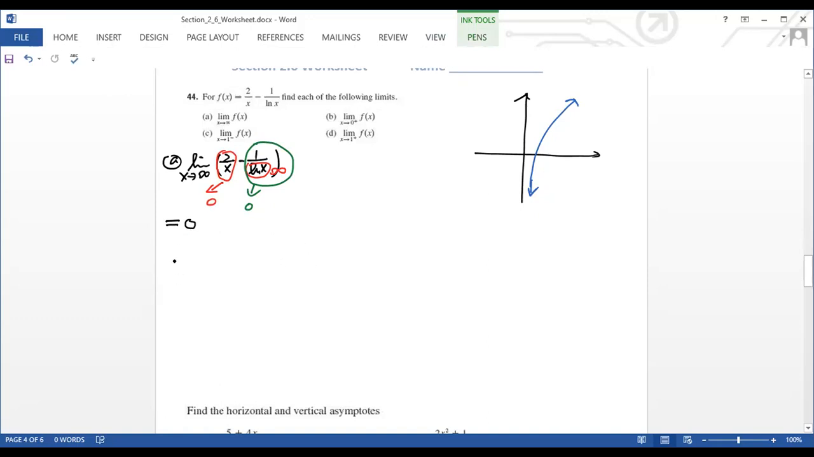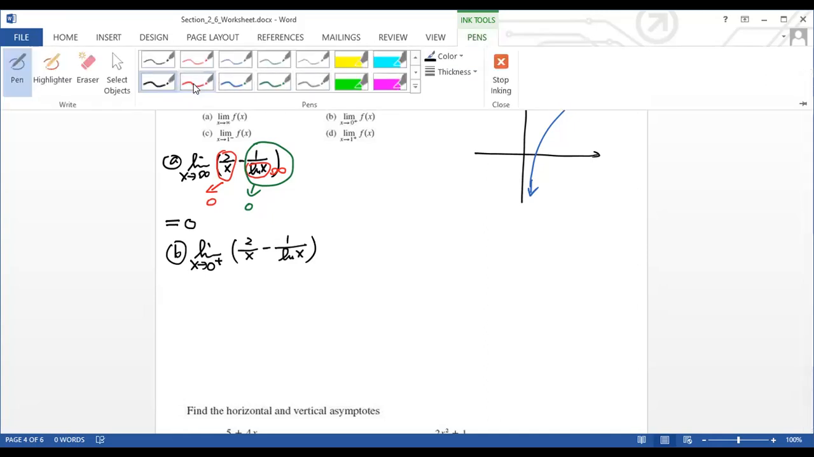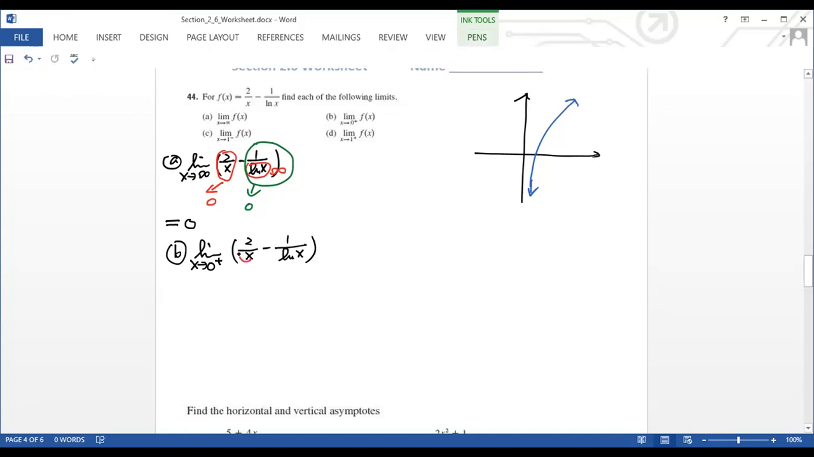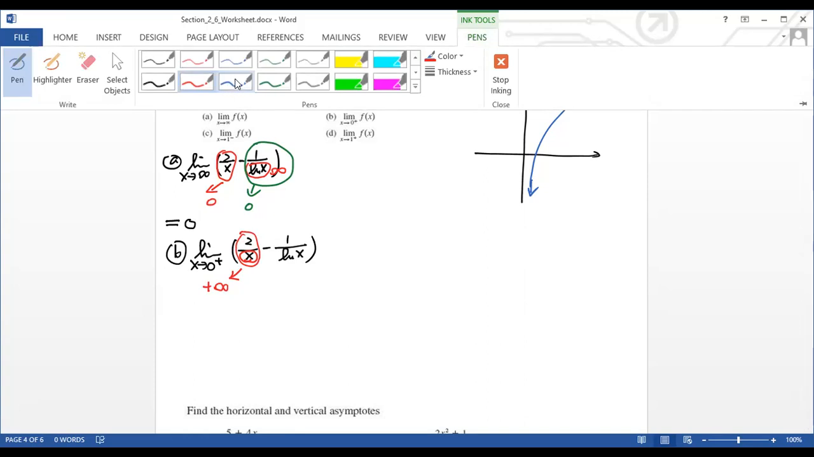Okay, now let's take a look at part B here. It's the limit as x approaches 0 from the right-hand side of 2 over x minus natural log x here. Now let's take a look here. The limit approaches 0 from the right-hand side. That means the whole thing is going to approach positive infinity, because the denominator is a little bit bigger than 0, right? Okay, now here, let's take a look at these ones here, right?